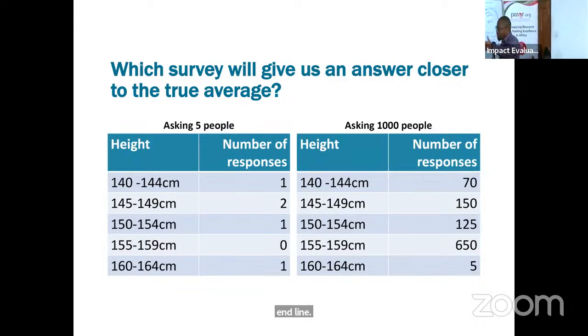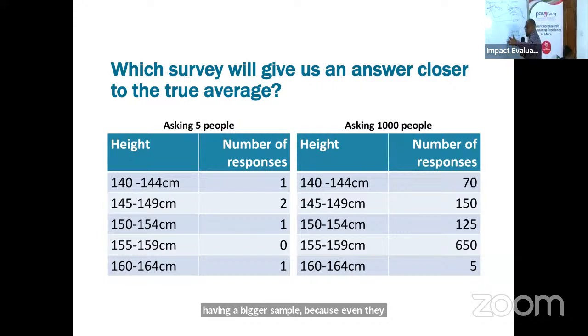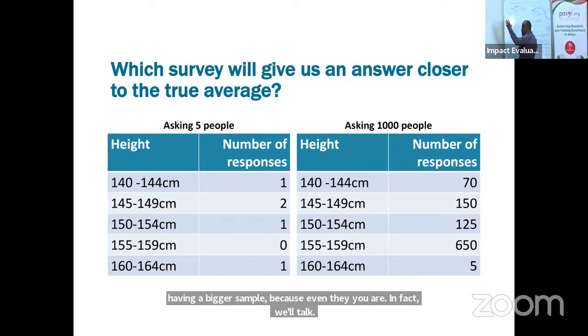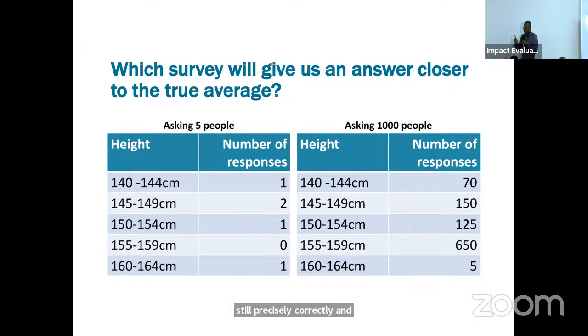You need to think about accounting for attrition. These days, they put a percentage of attrition in the sample, such that if 10% of this sample drops, I can still precisely, correctly, and confidently reject the null. Are we together? Yes.